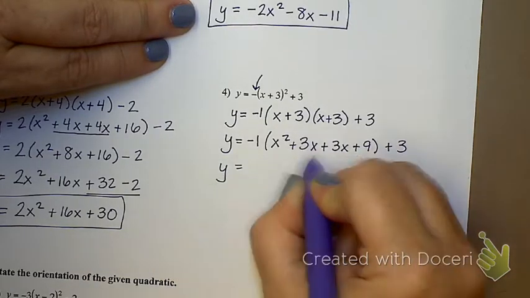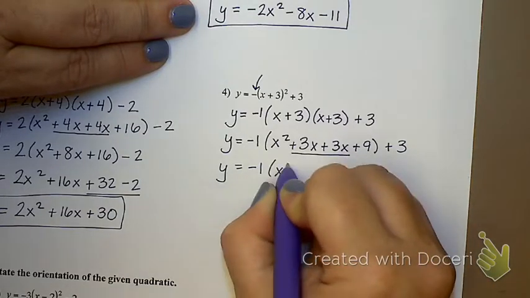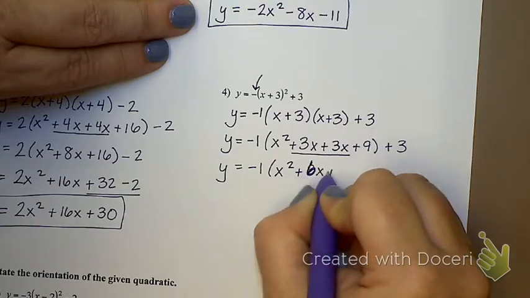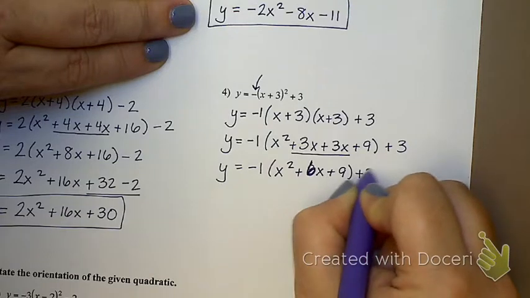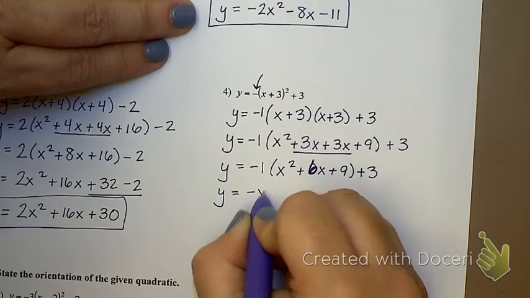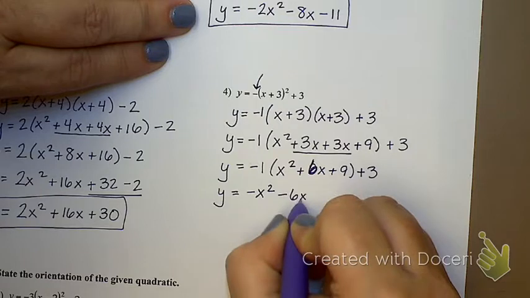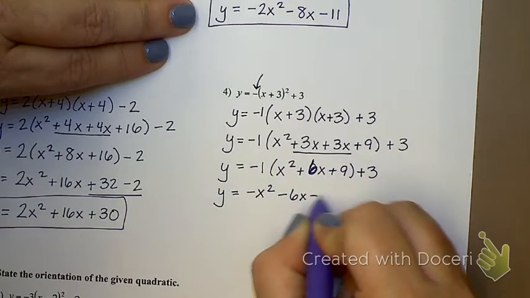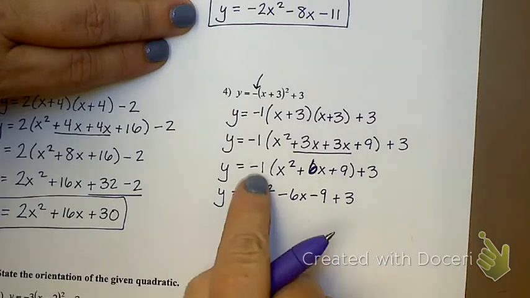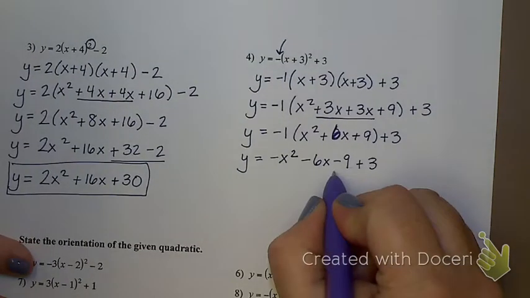Before I distribute that -1, I'm going to combine those like terms. Plus 6x plus 9 plus 3. Now I can go ahead and distribute that -1. -1 times x squared is -x squared. -1 times positive 6x is -6x. -1 times positive 9 is -9. And then the plus 3 at the end does not get the -1 distributed to it because it's not in parentheses. I'm almost done. I've got one more set of like terms there.